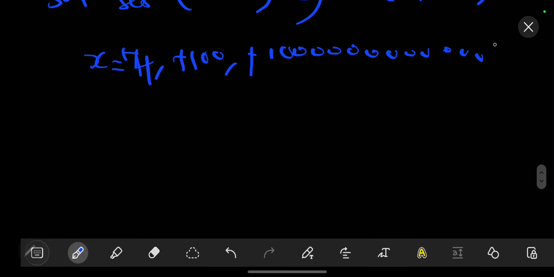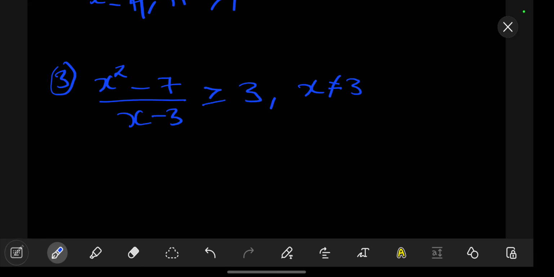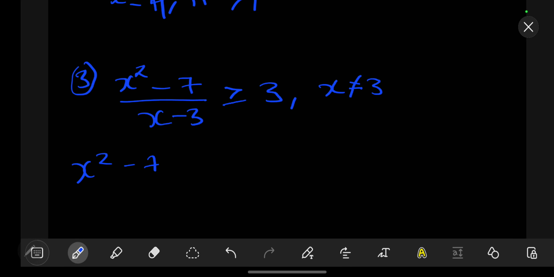Let's look at our last problem. So for our last one, we have this problem. Same approach, we take the 3 to the other side. So we are going to have our x squared minus 7, like that, over x minus 3. The 3 crosses the equal sign. We have minus 3 like that, greater than or equal to 0, since the 3 crosses that sign.